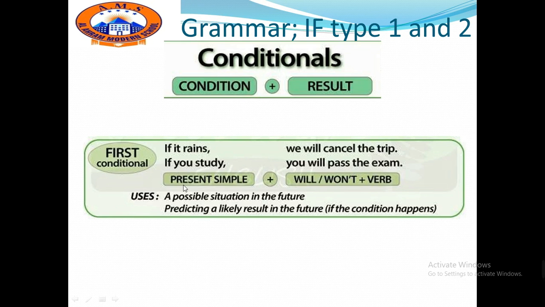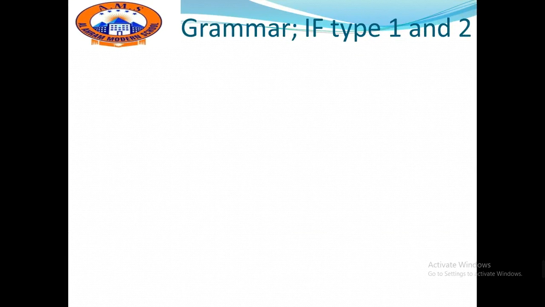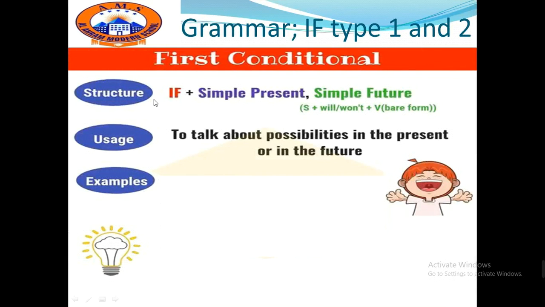Why do we use the first type of if conditionals? We use it to talk about a possible situation in the future or for predicting a likely result in the future, which means if the condition happens, the result will happen. Let's move further to more examples. And of course, don't forget the structure: if plus present simple, and in the second clause, simple future, and the usage is to talk about possibilities in the present or in the future.